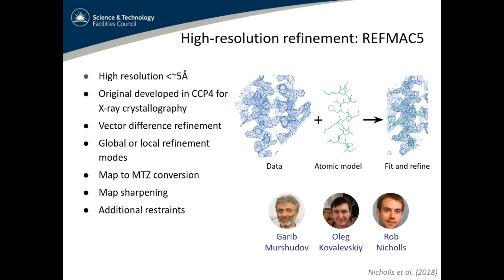It automatically does the map to MTZ conversion for you internally, along with the sharpening factors. If you've worked out using the MRC to MTZ tool what sharpening factor you want, you can put that into this interface and it will apply it for you, and hopefully therefore do a better job of the refinement if your original map sharpening was wrong. And it also has the ability to incorporate additional restraints, and these are very important for stabilizing refinements at lower resolutions where the map information does not constrain the refinement so much.